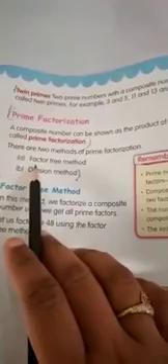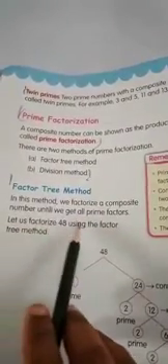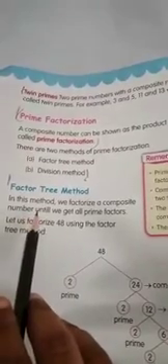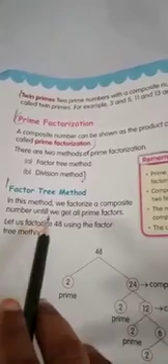So prime factorization has how many methods? Two methods. First is the factor tree method, second is the division method. Factor tree method: in this method, we factorize a composite number until we get all prime factors.